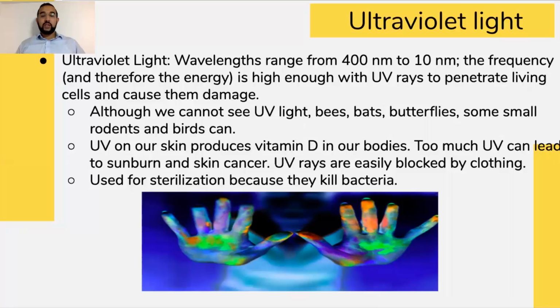UV rays on your skin produce vitamin D in our bodies. Too much UV can lead to sunburn and skin cancer. So that's how you get sunburn on the beach. UV rays are easily blocked by clothing used for protection. So if you cover yourself with sunblock or with clothing or with an umbrella, you'll be safe from the harmful effect of ultraviolet light.